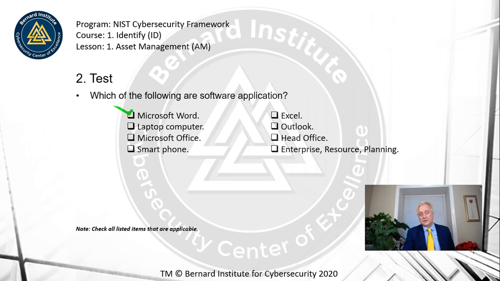If you said Microsoft Word, you're correct. It's a piece of software. If you said Microsoft Office, you're right again. Laptop computer is a piece of hardware. Smartphone is a piece of hardware. But Excel is part of the productivity tools that are included in Microsoft Office. Outlook is also, it's an email system used within Microsoft Office. Head office is a physical location, but an enterprise resource planning system is, again, a piece of software.